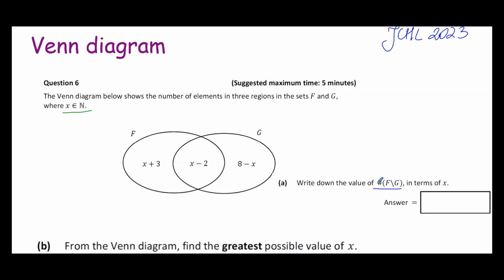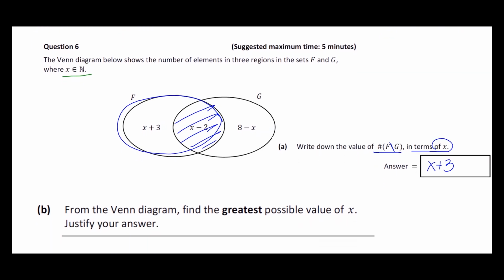So a hashtag means a number. Okay, then F means what? This is F, so I take F, but that means 'but not', or 'less', so take away the part that belongs to G. That's the part that belongs to G. So I am left with X plus 3. And they are saying in terms of X, so my answer has to include X, and I have that. Okay. So that wasn't too bad, but we had to understand what that means.